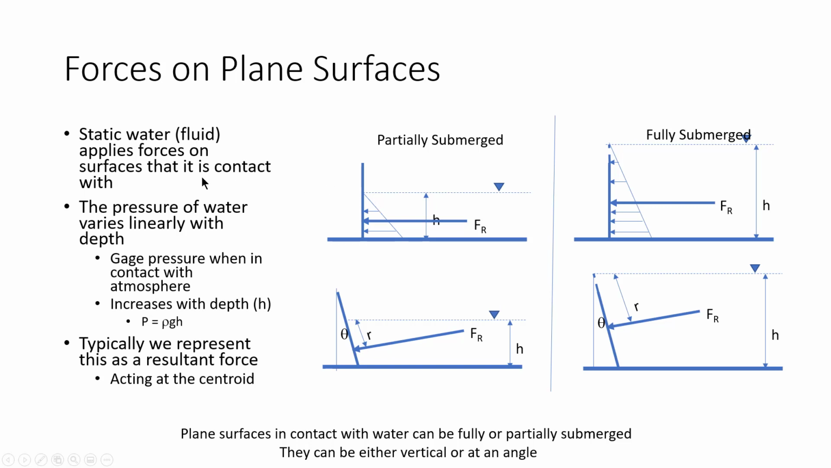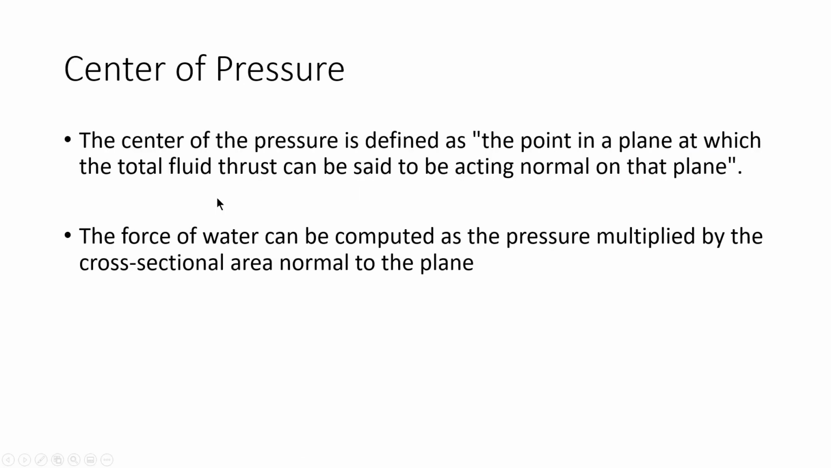And to recap, pressure is nothing but force over the area. So the center of pressure is defined as the point in a plane at which the total fluid thrust can be said to be acting normal to that plane. So if we were to represent this pressure distribution using a single resultant force, then where do we place that resultant force? We place that resultant force at the center of pressure. The force of water can be computed, as I said, by multiplying the pressure with the cross-sectional area that's normal to that plane.